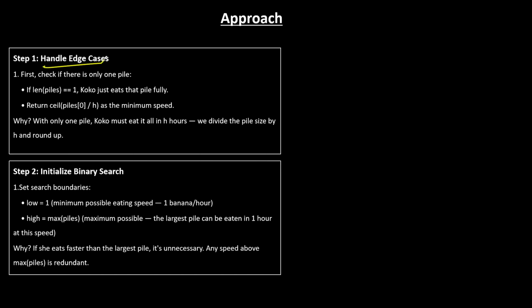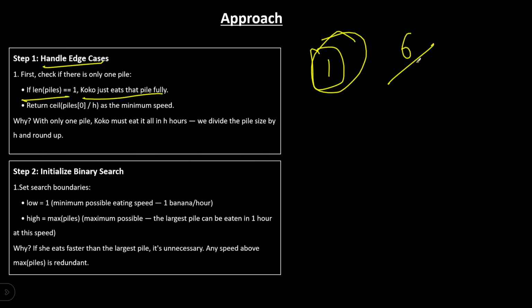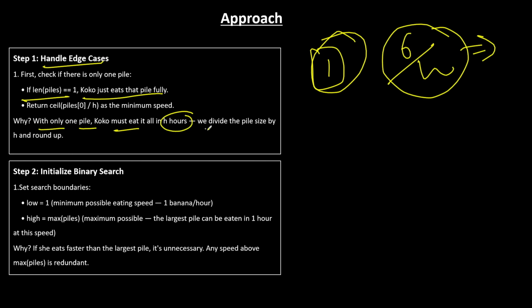Let's start by handling the edge cases. If the pile's length is 1, Koko just eats the pile fully, okay? That's all. If there is only one value, that is the answer, right? What we do, we just divide. Suppose it is 6, so we divide it by the maximum value, which is h, and we get something. That is our answer. Because with only one pile, Koko must eat it in h hours, right? We divide the pile size by h and round up.